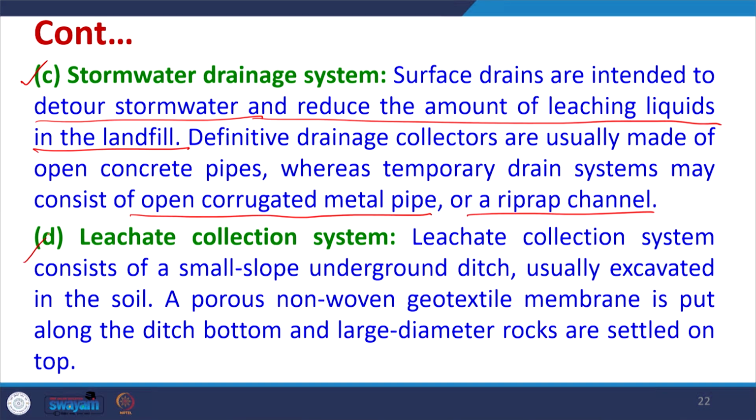Similarly, the leachate collection system is also very important. The leachate collection system consists of a small slope underground ditch, usually excavated in the soil. A porous non-woven geotextile membrane is put along the ditch bottom and large diameter rocks are settled on the top, and the leachate water gets collected in that, and then the leachate water has to be treated properly thereof.